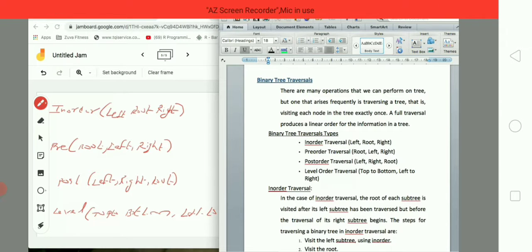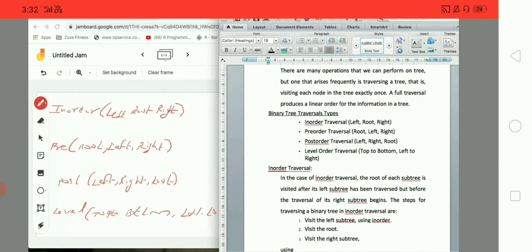In in-order tree traversal, the node will go first left, after that root, after that right. So here we can see, in pre-order, first it travels from root, after that left, after that right side. After that, in post-order, it first travels from left, after that right, after that node. But in level order, it travels from top to bottom, left to right. So we can discuss these things by using examples also.